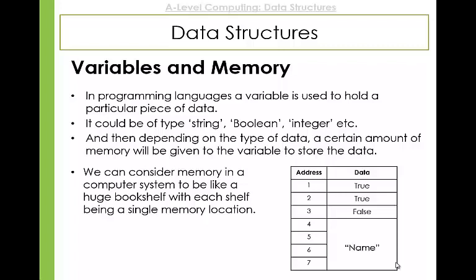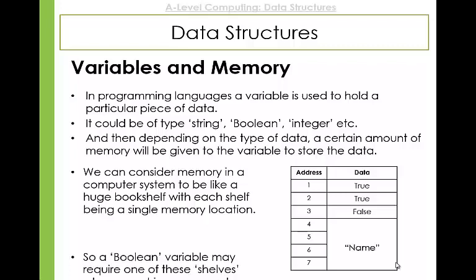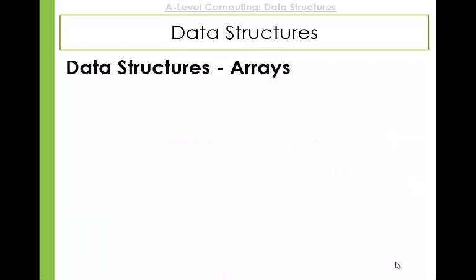So in addresses 1, 2, and 3, we've got boolean data, and in addresses 4 to 7, we've got the string, which is name. Obviously, it needs a little bit more memory locations to store a string, because we could hold a lot more data in a string than we could in a boolean, which is either true or false.